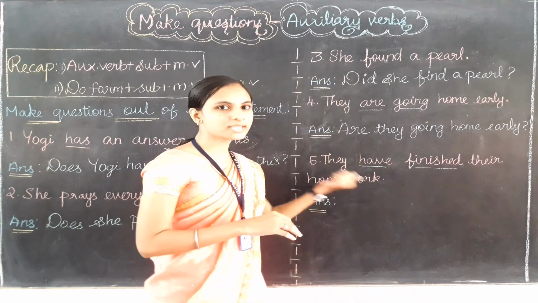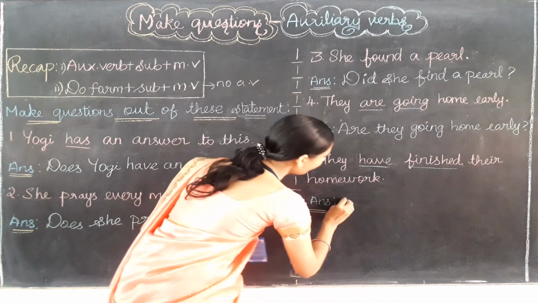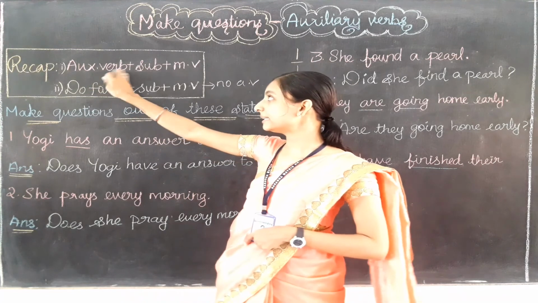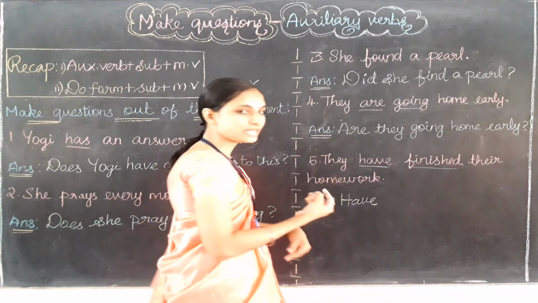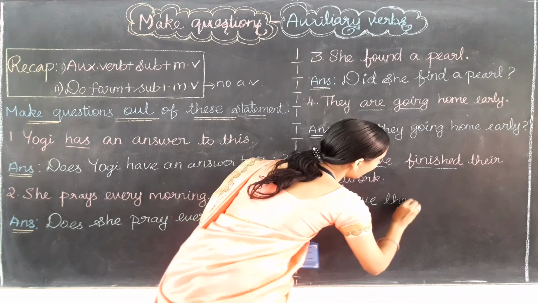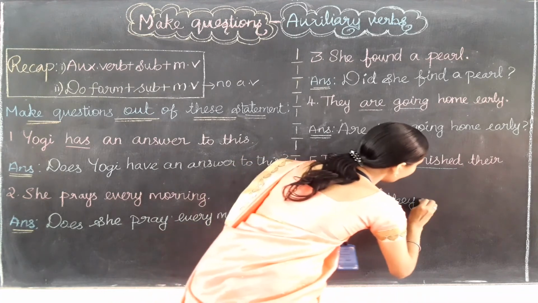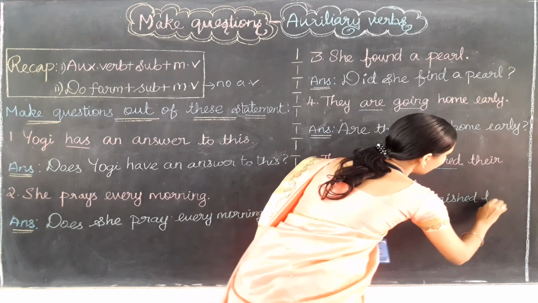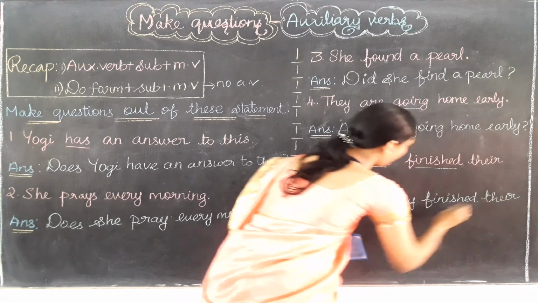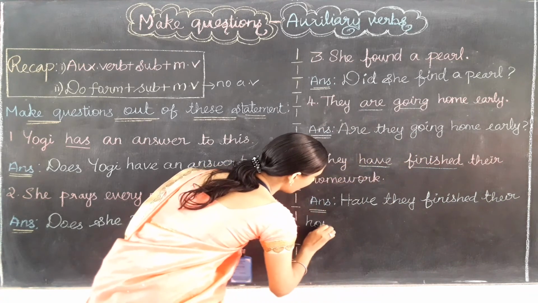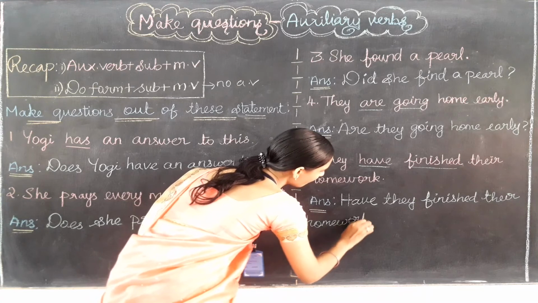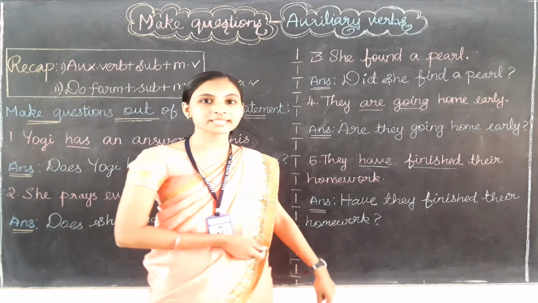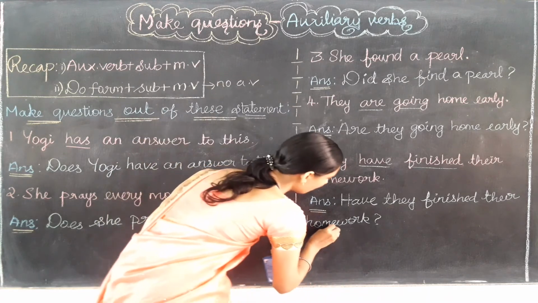So can you tell me what the auxiliary verb is here? Yes, that is have. Then what do I need to write? That is the subject. What is the subject here? Yes, they. Have they. The main verb, finished. Have they finished their homework? And it ends with what, children? Yes, it ends with a question mark. So have they finished their homework is the correct answer.